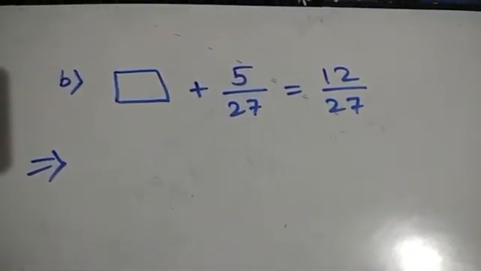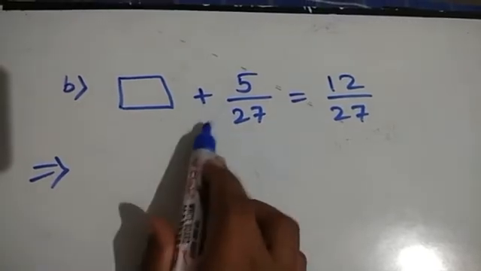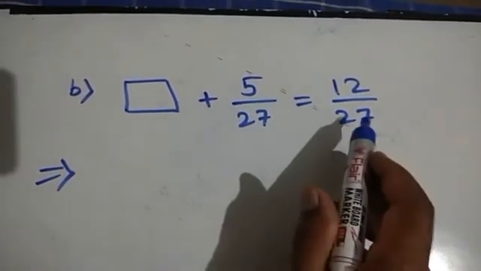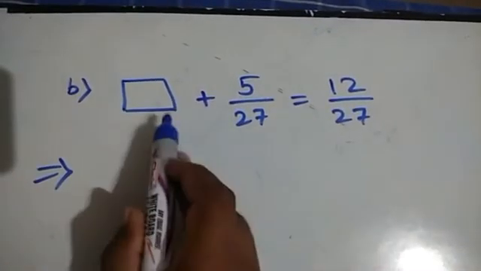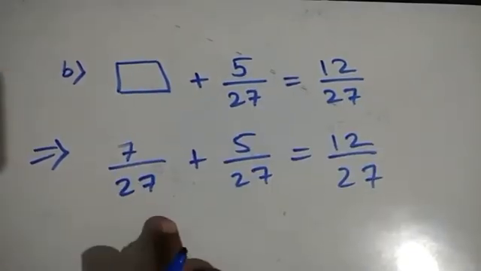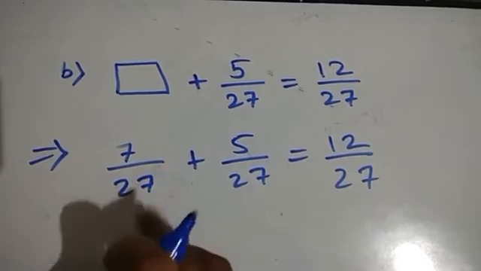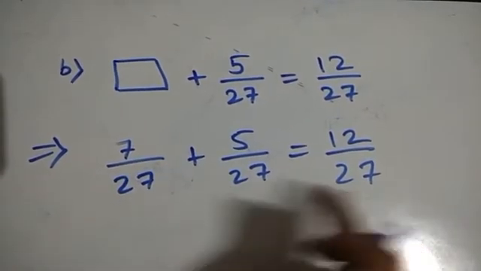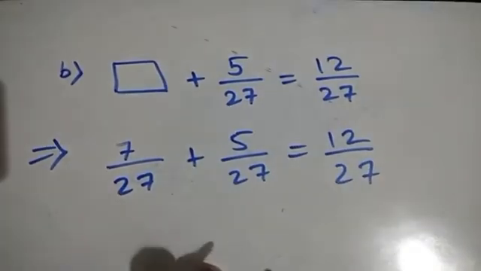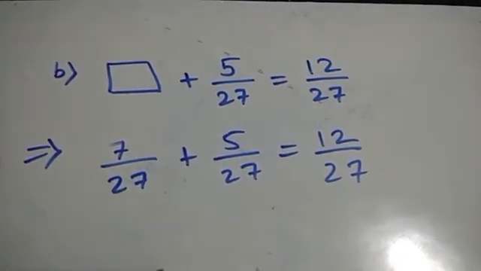Students, see one more example. Blank plus 5 upon 27 is equal to 12 upon 27. So here which fraction will come? Suppose if I write here 7 upon 27, then see here 27 copy as it is. Now 7 plus 5 is equal to 12. So that fraction will be 7 upon 27.